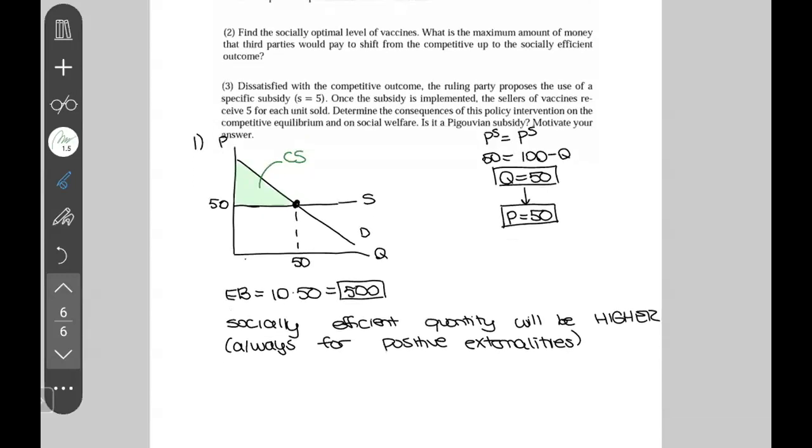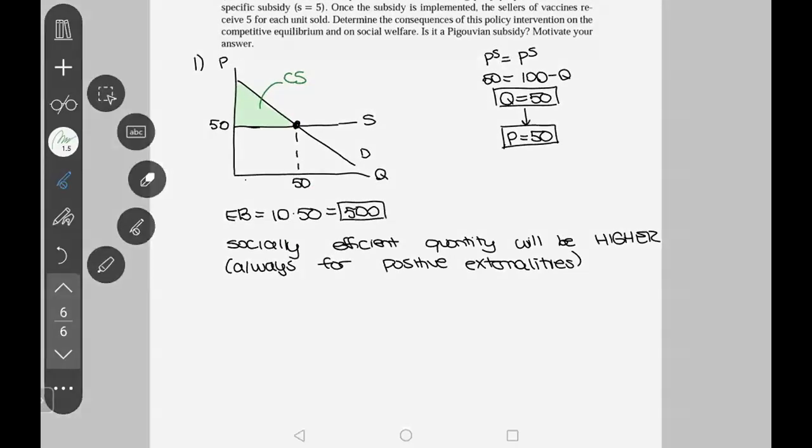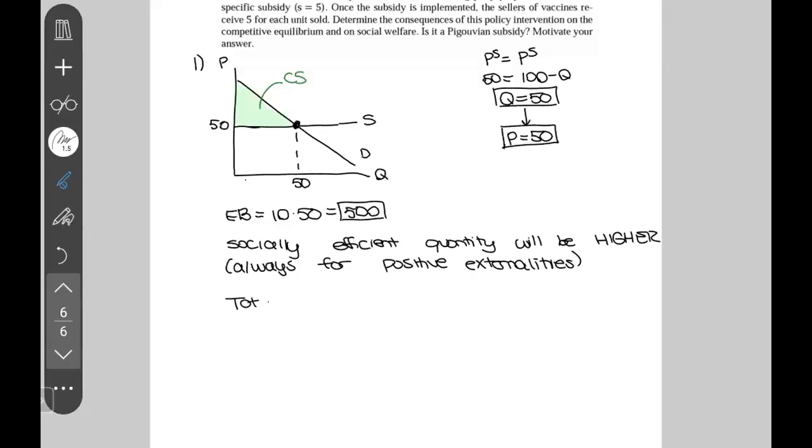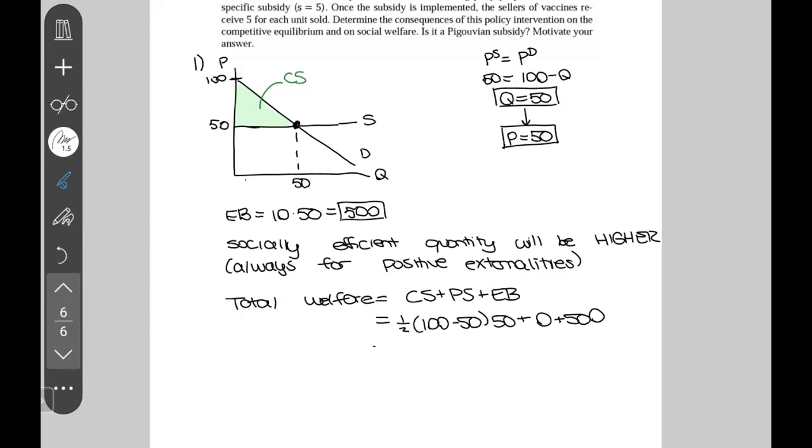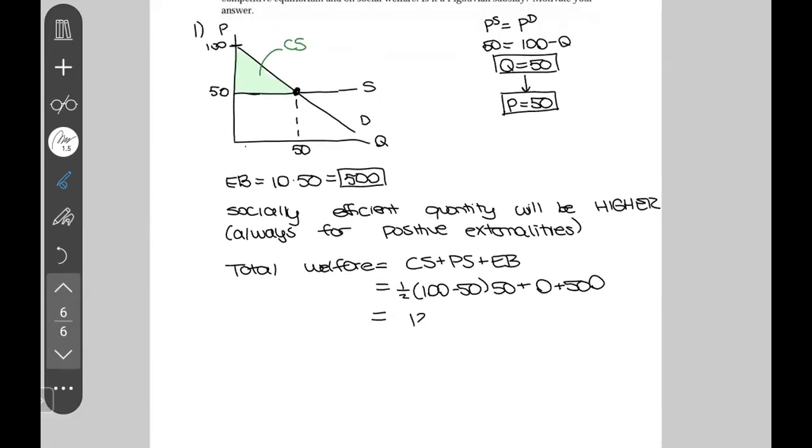And then we have the external benefit that we said was 500. So the total welfare is going to be consumer plus producer plus external benefit. The consumer is, as usual, a triangle. This intercept, I think, was 100. Yeah, because it was 100 here. So the height was 100 minus 50. So we take a half times 100 minus 50 times the length of 50. Producer surplus is 0, and external benefit we said was 500. So this should be 1250 plus 500, so 1750.